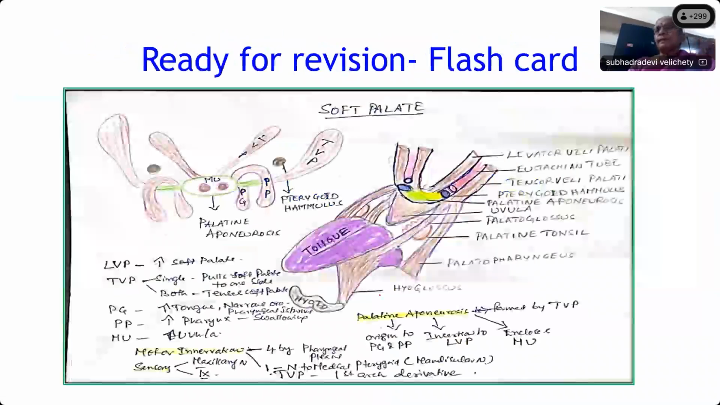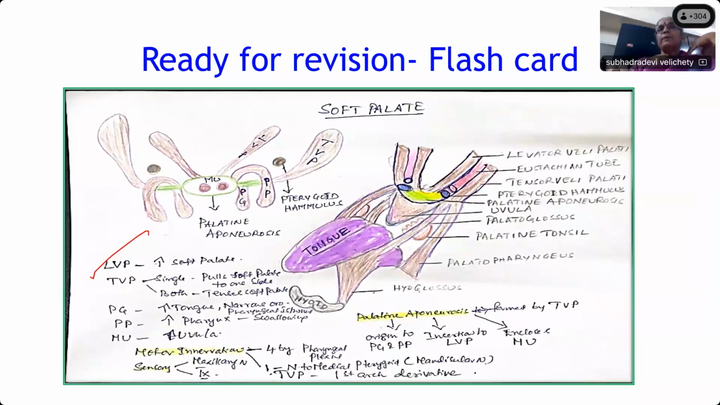Then see, I'm not a good artist, and immediately if I have to draw within 5 minutes one flashcard, this is how I have made it. This is for the soft palate. And within that, in the diagram, we have shown everything, and then I have noted the point. Levator veli palatini, tensor veli palatini, their actions I have shown with arrows.